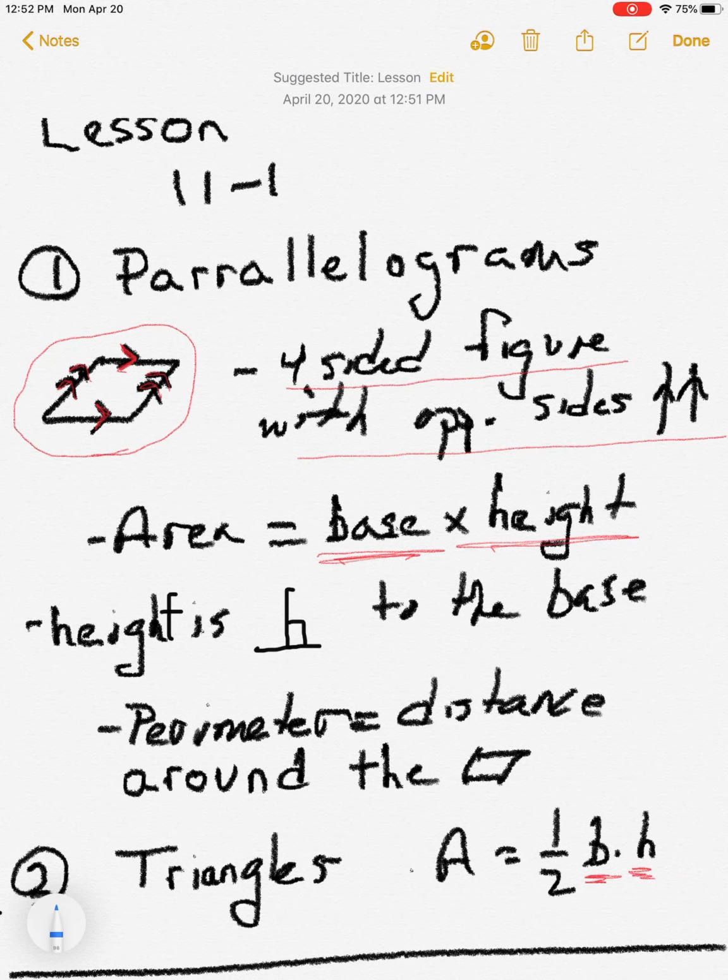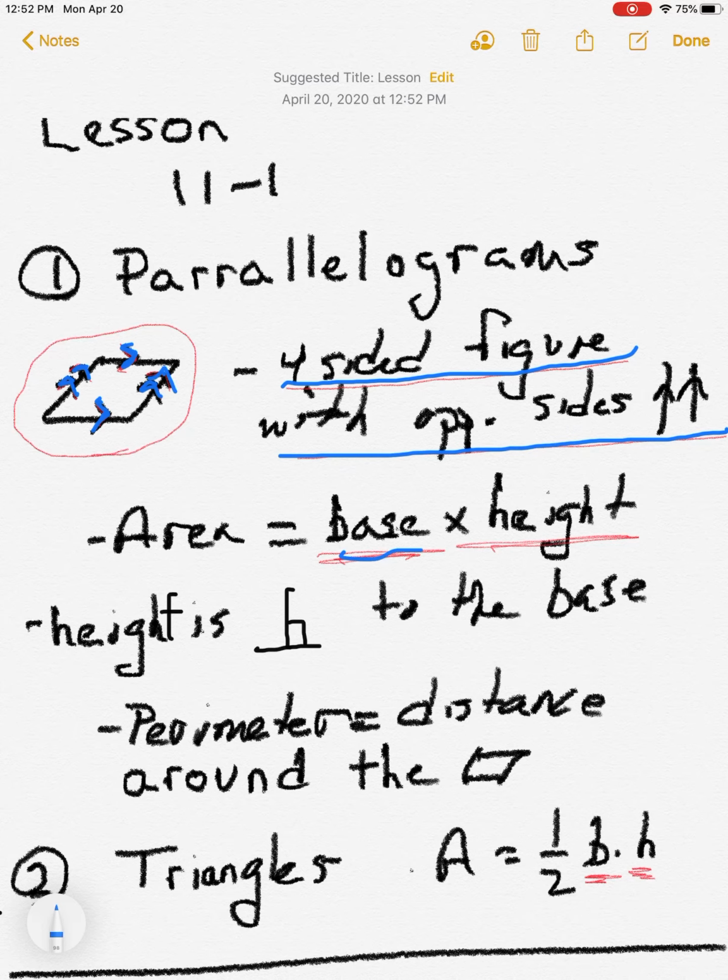What is a parallelogram? A parallelogram is a four-sided figure in which the opposite sides are parallel. And the symbol for parallel typically is just two lines with two arrows. So we notice here that the top and the bottom are parallel because they have single arrows. The left and the right are parallel. They have double arrows. What's the area of a parallelogram?